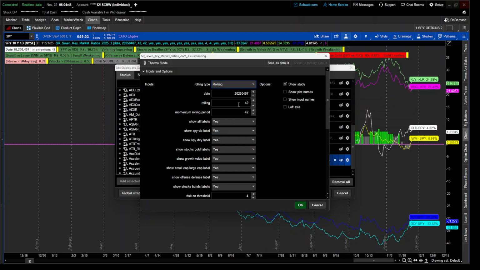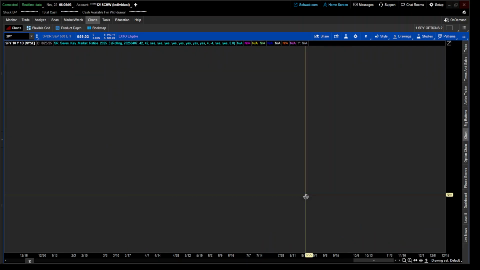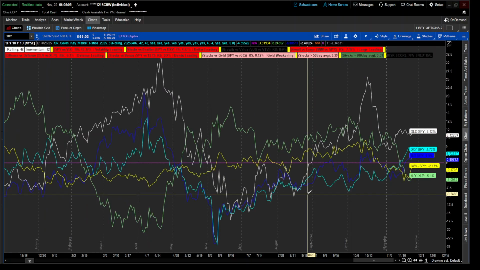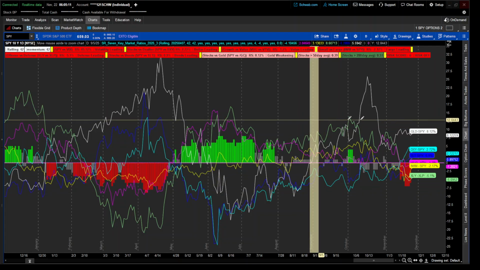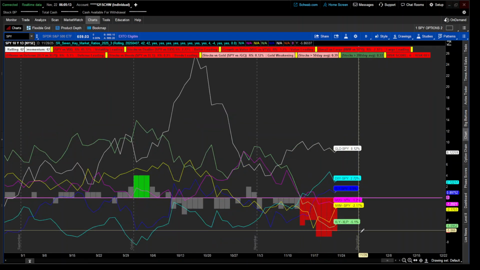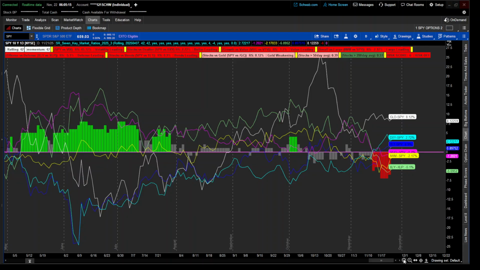So if you want to use a 42 period rolling, a 42 bar rolling period, I would change my momentum to 25% of that. That's how I've been using it, or you can leave it at 42 as well. And that 42 is just showing you the difference between the two over the same 42-day period. And this is what it looks like rolling.